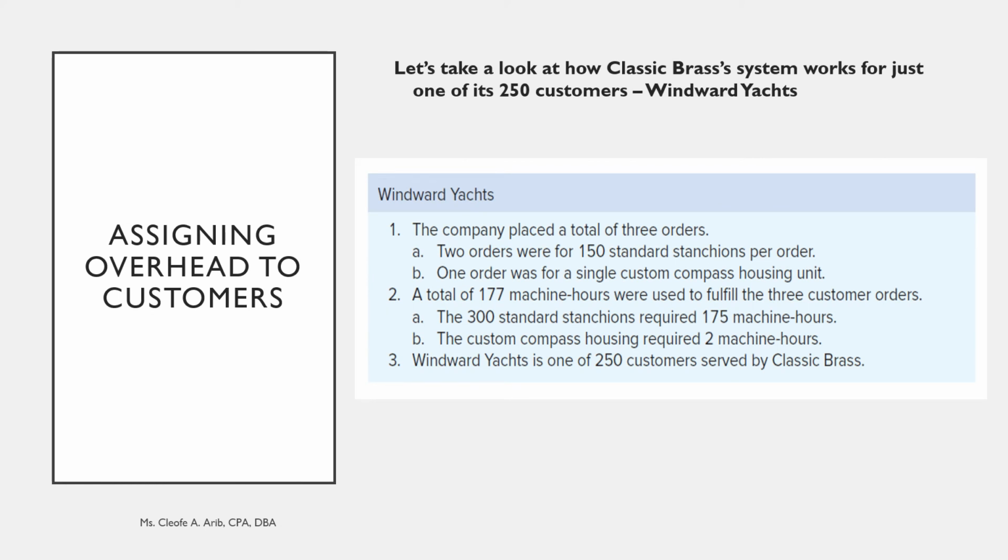Now, let's illustrate another example ng inyong second stage allocation. This time, let's assign activity cost to your customers. So, we have here the data needed by Classic Brass to assign overhead costs to one of its customers. So, you have the following additional information for one customer. Sino yan? Si Windward Yachts. So, kindly go over na lang yung additional information.